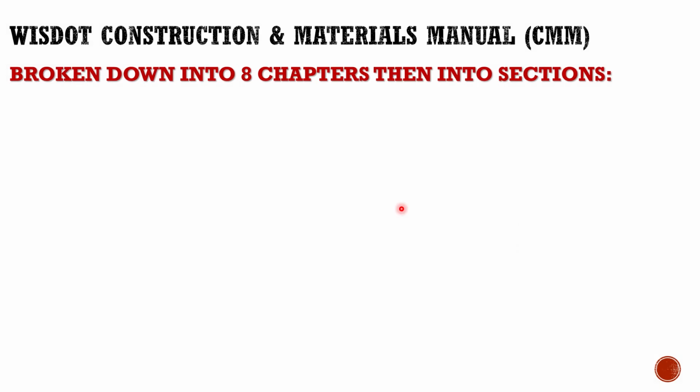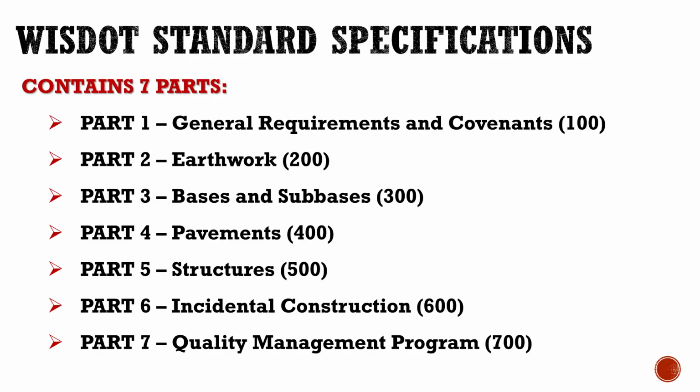Let me go back one. So basically, in cemented aggregates, where were we? We were on the Wisconsin standard specs. Pavements, part 4, right? Base courses, part 3. Structures, that's where concrete is. After a while, you'll just know where to look for these things. That's how it's organized.